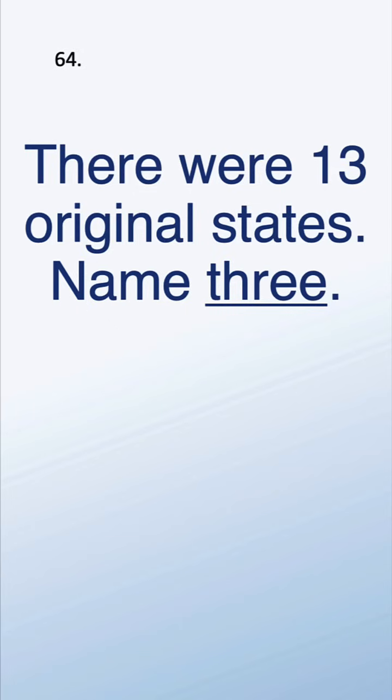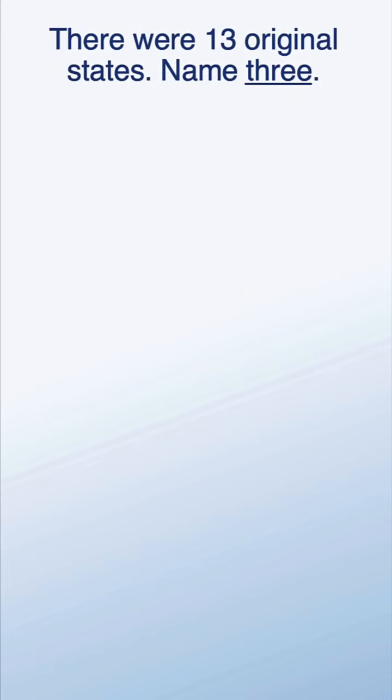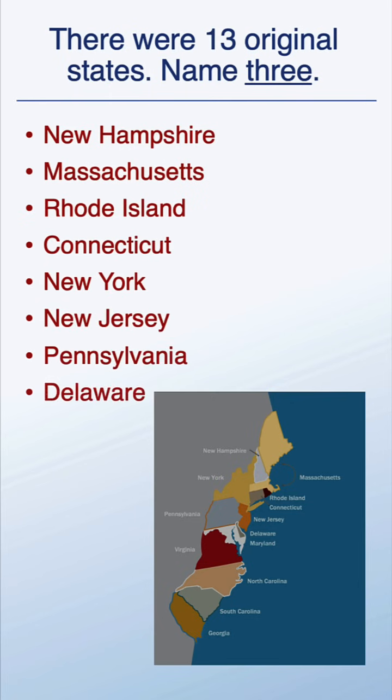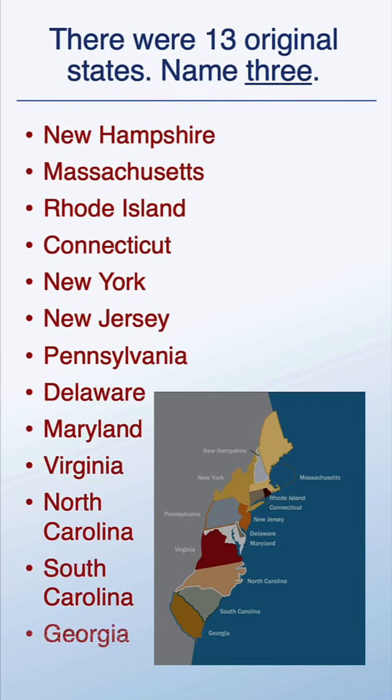There were 13 original states. Name 3. All right, ready? Here we go. All along the East Coast, we have New Hampshire, Massachusetts, Rhode Island, Connecticut, New York, New Jersey, Pennsylvania, Delaware, Maryland, Virginia, North Carolina, South Carolina, and Georgia. Okay, so these were the 13 original states. You need to remember 3 of them.